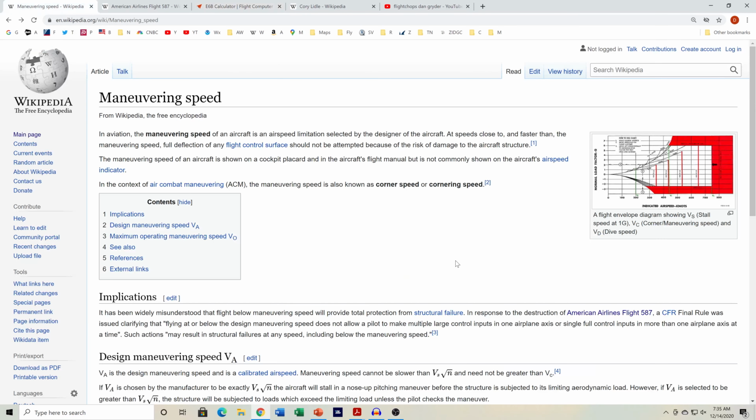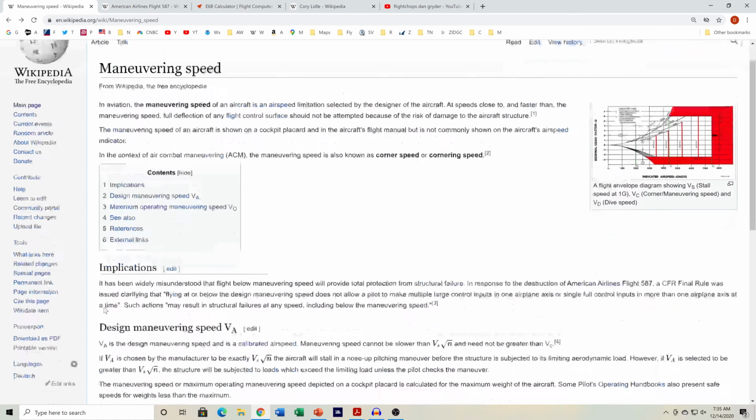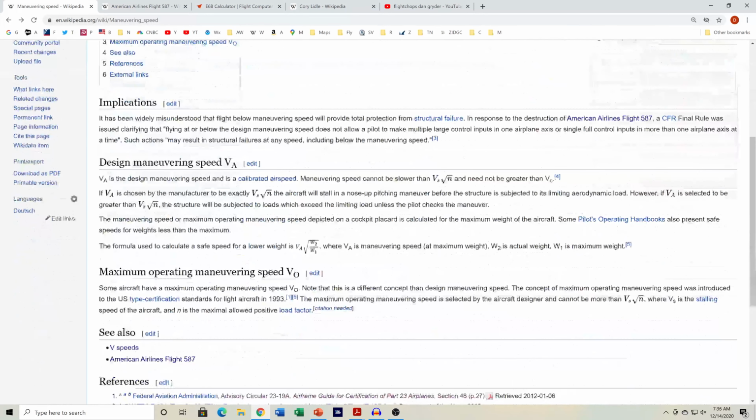So let's start with Wikipedia about maneuvering speed. Not that the FAA doesn't have good stuff about maneuvering speed, but there's just a couple things here in the Wikipedia article that make it useful for our purposes. So I'm going to come down to design maneuvering speed, VA, and contrast it with the maximum operating maneuvering speed, or VO, just to knock out this technical difference. So VA, the design maneuvering speed, is a calibrated airspeed. I did talk about that in video number 4.